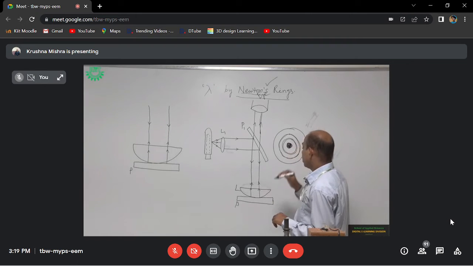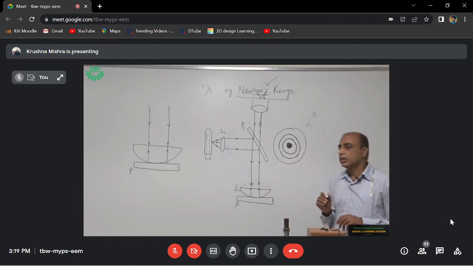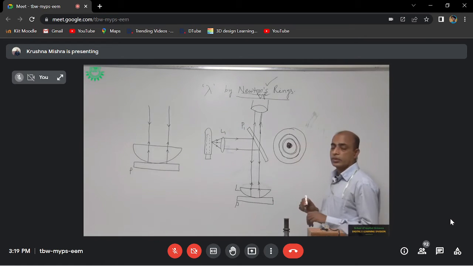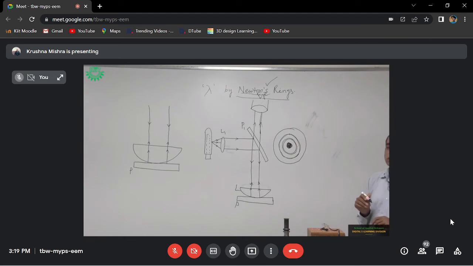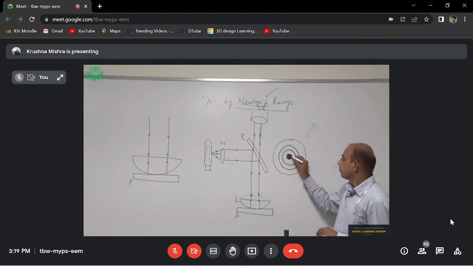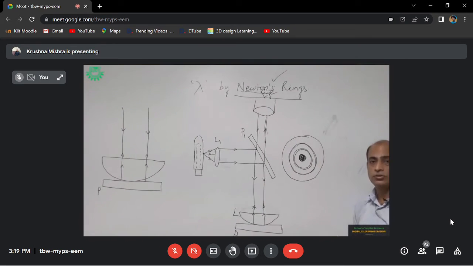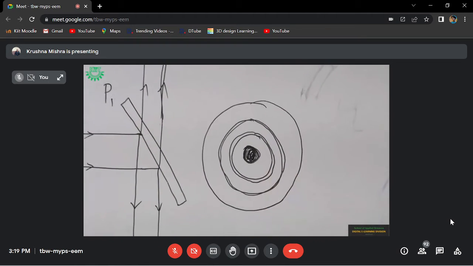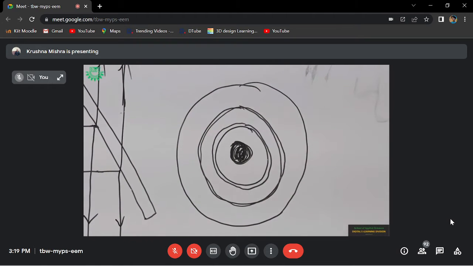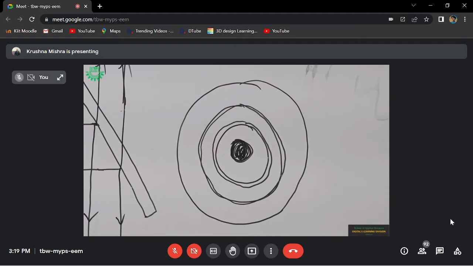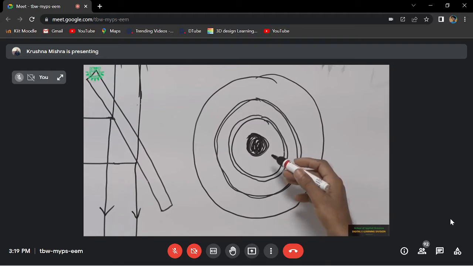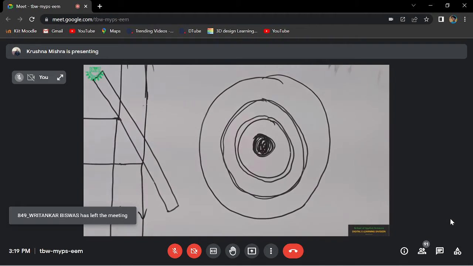So this dark spot is due to the phase change of pi, or the path difference between the reflected rays from the center is 0. Hence there is a phase change of pi, and that's why the center is perfectly dark.